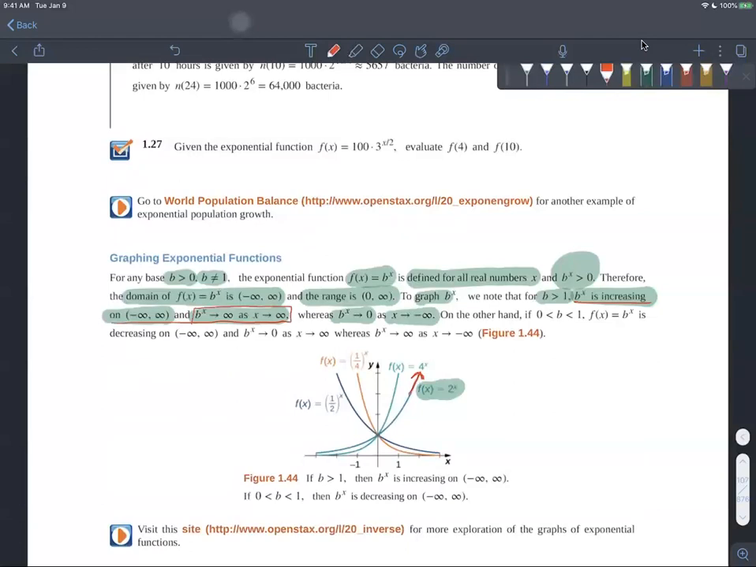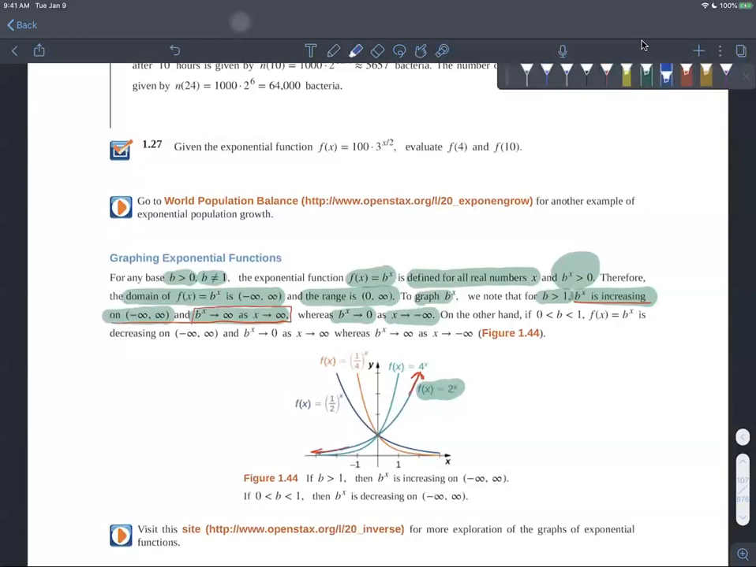As we go further and further to the right, the function goes up. Whereas b to the x goes to 0 as x goes to negative infinity. So if you're going to negative infinity in terms of x, the function actually gets closer and closer to y equals 0. We can see that on the graph.